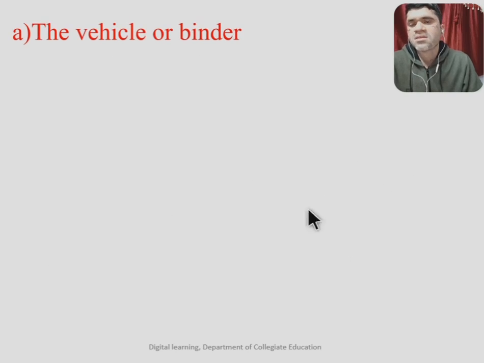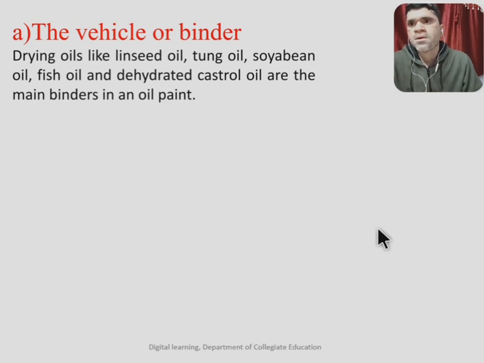So let us start with the first one, vehicle or binder. Now we will study each one. First one is vehicle or binder, and then we will study pigment, dryers, thinners. So these contents of the paint one by one we will study in detail. First one is vehicle or binder. Drying oils like linseed oil, tung oil, soya bean oil, fish oil, and dehydrated castor oil are the main binders in an oil paint. So that means oils are the vehicle or binder here.